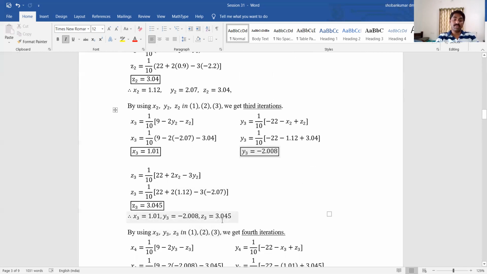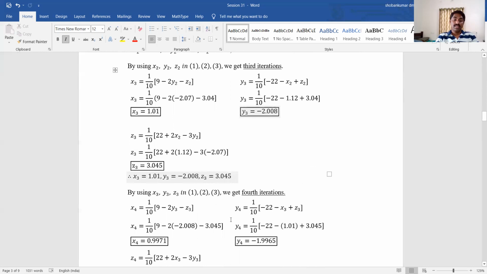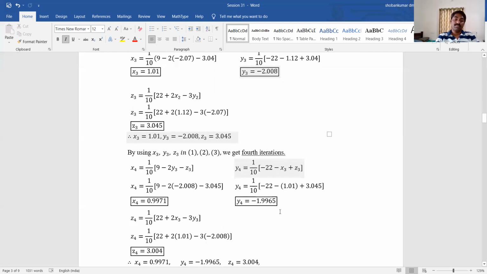Now by using x3, y3, z3 in the same equations, we get the fourth iteration, because here x2 and x3 are not approximately the same, y2 and y3 are not approximately the same, and z3 and z2 are not approximately the same. Here we go for one more iteration, x4, y4, z4.